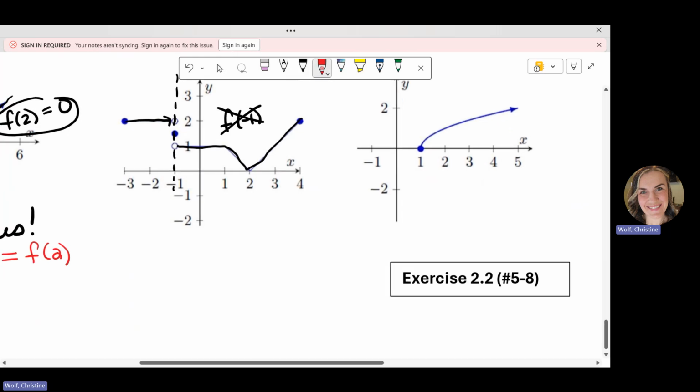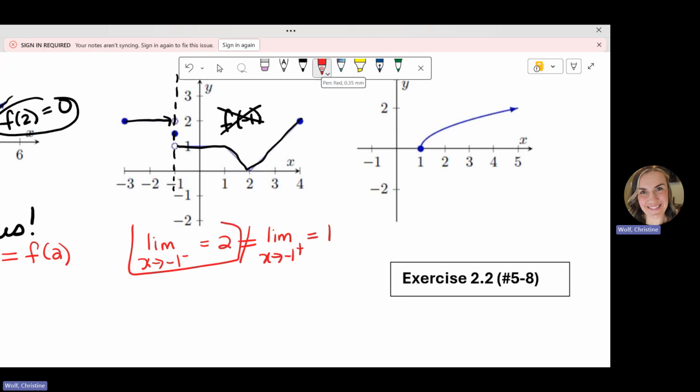All right, so here's the justification. The limit as x approaches -1 from the left is equal to 2, and that is not equal to the right-hand side limit as I approach -1 from the right, because that equaled 1. So my left-hand side does not equal my right-hand side. That's a jump.